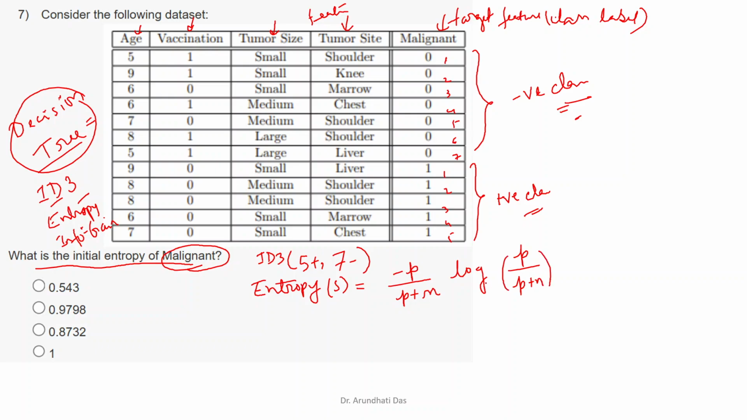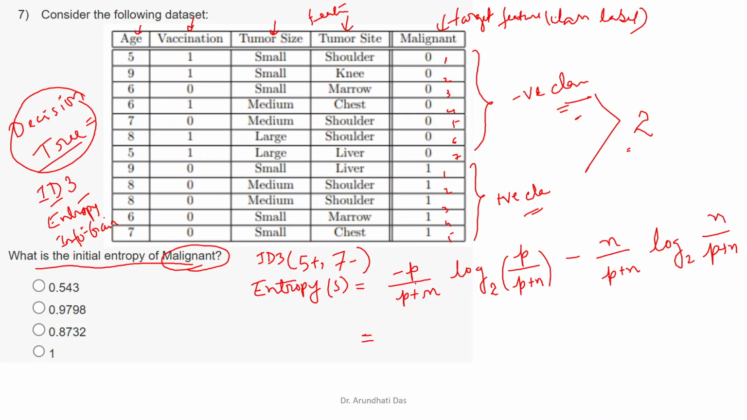Now here what is the base of this particular logarithm? Because I am having only 2 classes, the base of this logarithm will be 2. If my data set is having 3 classes, the base of the log will be 3. Likewise, minus N by P plus N, again log base 2 of N by P plus N. So this is the formula to calculate the entropy of this data set. This formula is fixed, we can remember this formula.